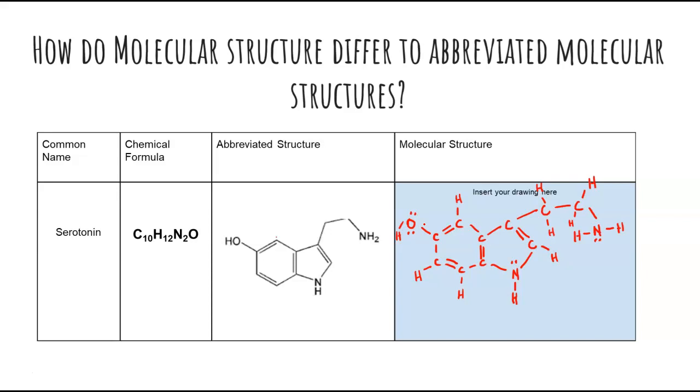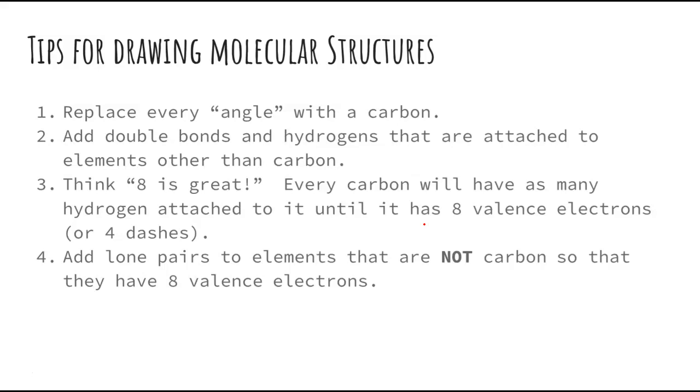When you're working through your work, you're going to notice you're doing the same thing. So let's review some strategies of how to make it easier. The first thing I would do is replace every angle with a carbon. That's something we did where I superimposed a C on top of all of those little angles or kinks with carbon. Then I would add the double bonds and add the hydrogens that are attached to elements other than carbon. So I attached the hydrogens to the nitrogen in my example, and I also attached the hydrogens to the oxygen. Okay, I want to leave the carbons for the next step.